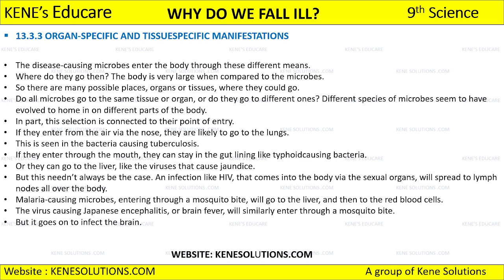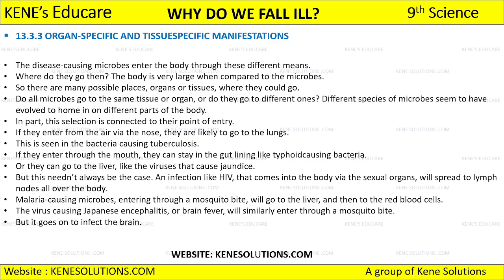So an infection like HIV. Now in the last class, if you remember, I told you the full form of HIV. So you should be knowing the full form of HIV. It's human immunodeficiency virus. So an infection like HIV comes into our body via sexual organs, and then from sexual organs it will spread through the lymph nodes all over the body, okay.